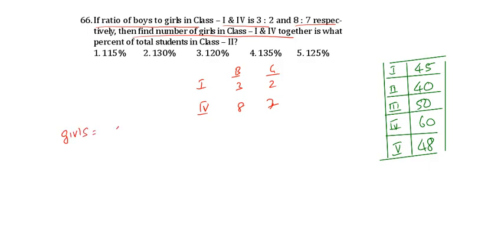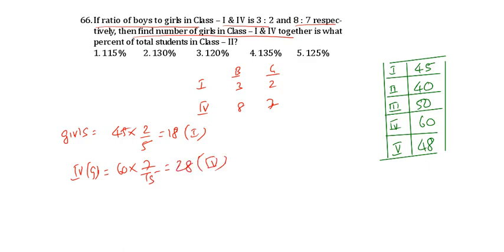In class 1, 45 times girls 2 by 5, that is 18. Now, this is first class. In fourth class, girls: 60 into 7 by 15, that is 28. This is fourth class girls. Together, 28 plus 18, 46. It is what percent of total students?